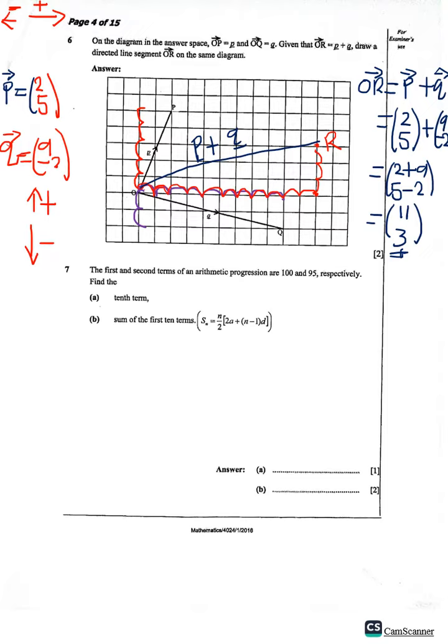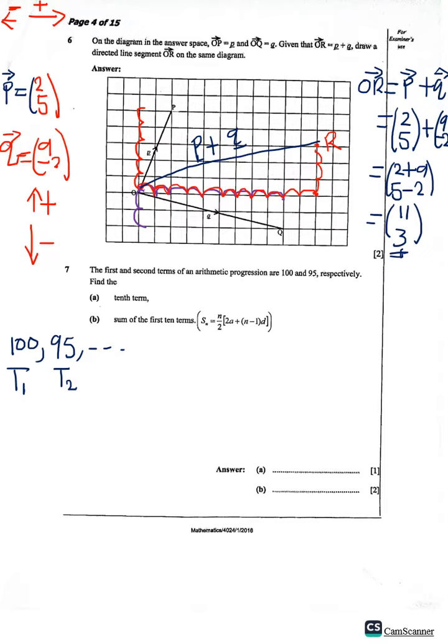So question 7: the first term and second terms of an arithmetic progression are 100 and 95 respectively. Find the 10th term. So let's see the pattern. 100 is our first number, 95 is our second number. So we can see that the first term here is 100, then the second term here is 95. The numbers are reducing, so we are expecting our common difference to be negative. So let's find this common difference.